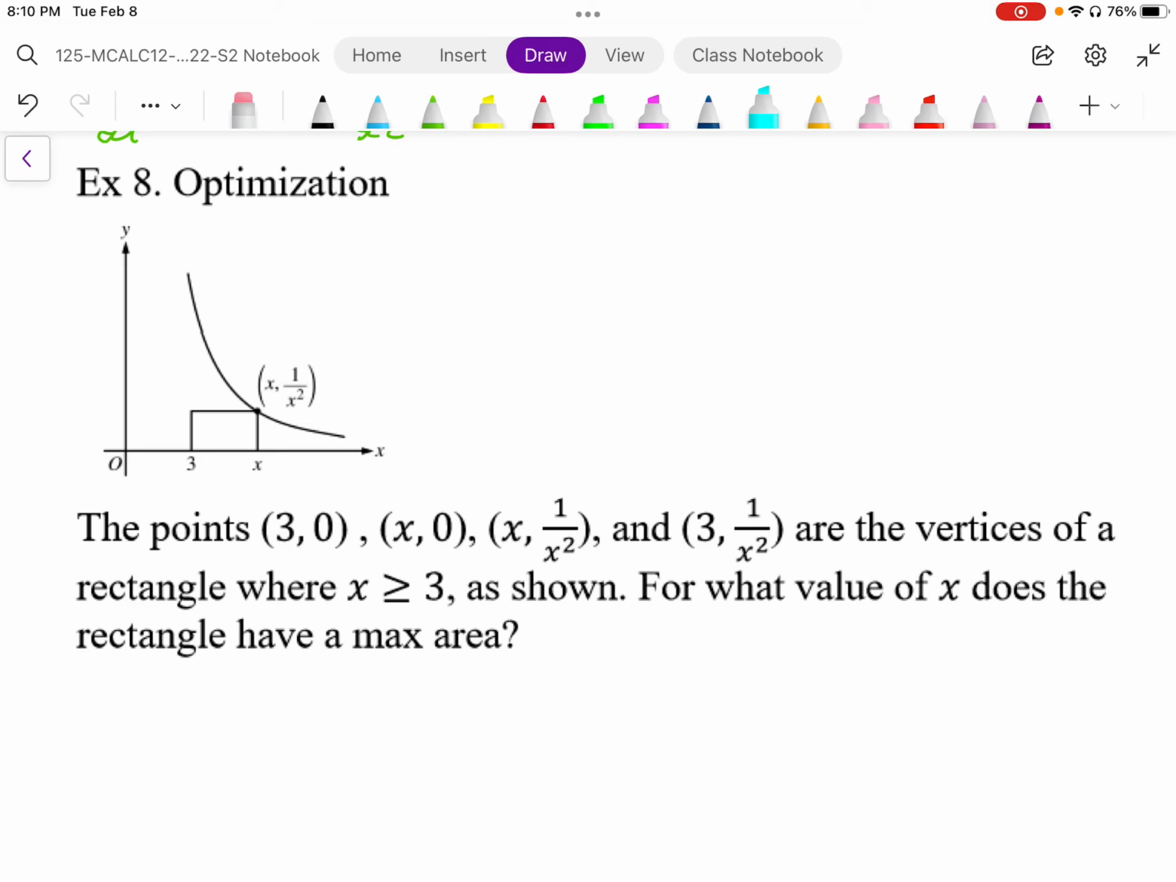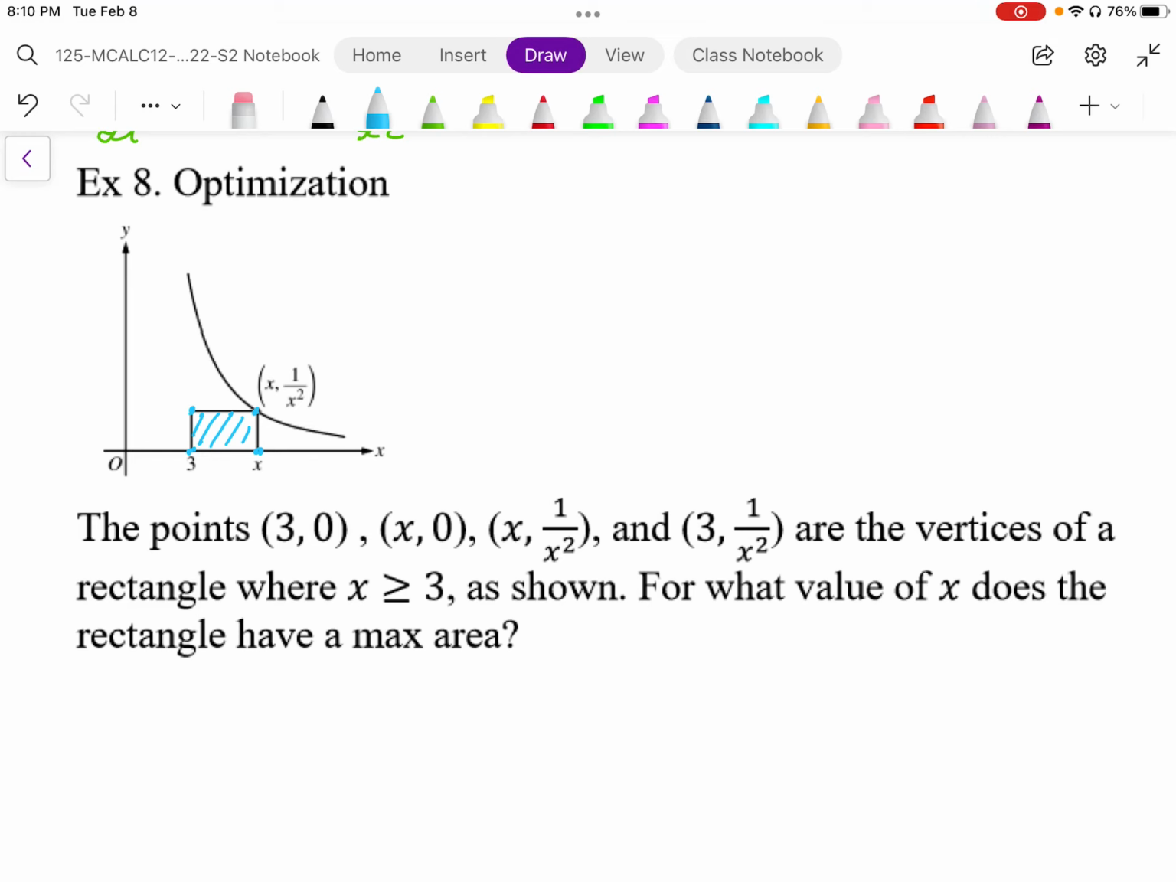So when we're doing optimization problems, we need to come up with an equation to optimize. This graph gives us points, this little rectangle, with points at (0, 3), (0, x), and another point at x on the curve 1 over x squared. It wants to know how to maximize this area based on the fixed point of 3 and that movable point x.